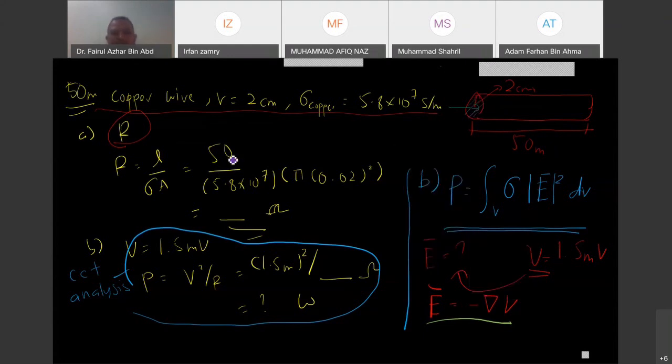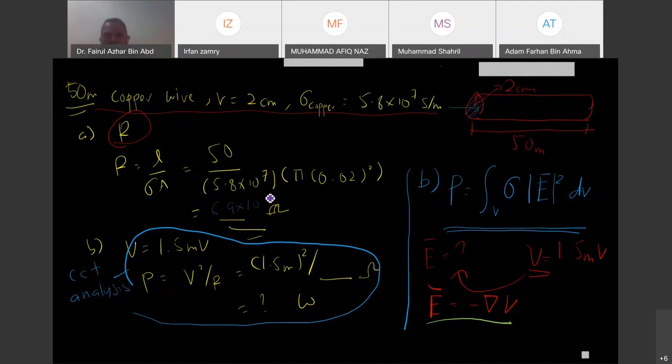So L is equal to 50 meters, sigma is 5.8 times 10 to the power of 7, multiplied by the area, which is pi r squared. Please remember, guys, you need to convert the unit to the SI unit. Then we can calculate. If we refer to the answer, it is equal to 6.9 times 10 to the power of negative 4.